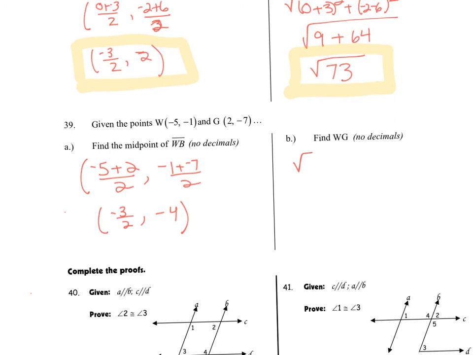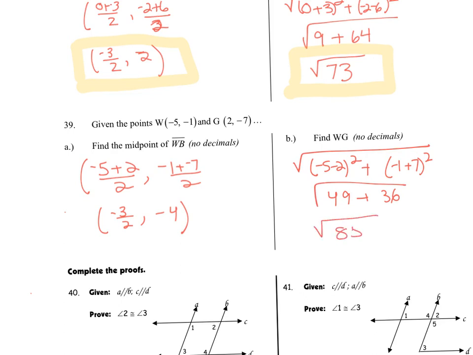Now looking at the distance, square root, and then I'm going to take my x values, negative 5 minus 2 squared, and my y values, negative 1 minus a negative 7 squared. I'm going to add those together. The last thing I would do is look to see if there are any perfect square factors that I could simplify. There are not. So I have found this to be my midpoint, and this is my distance.